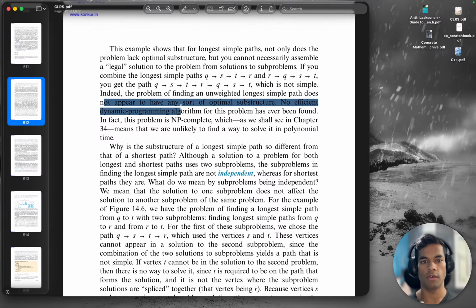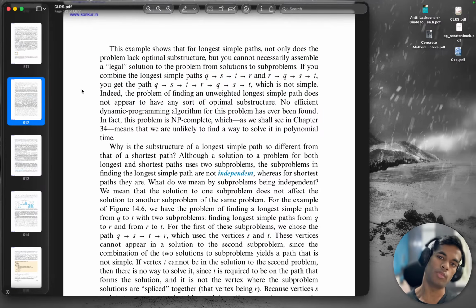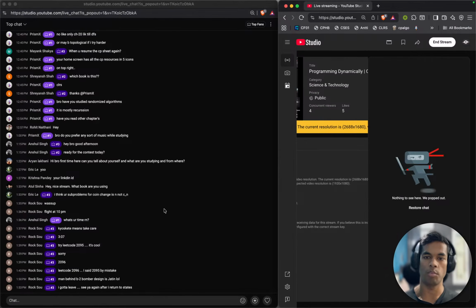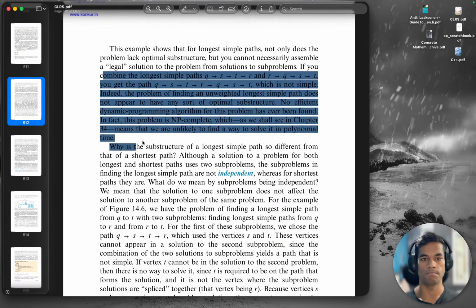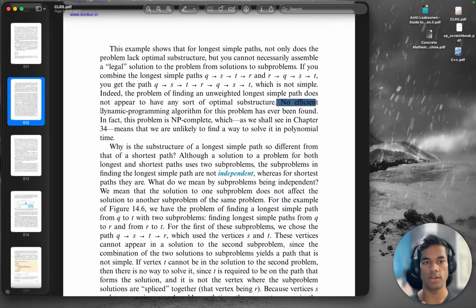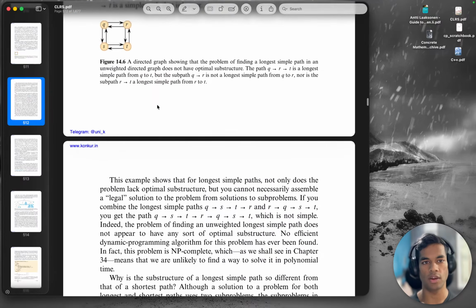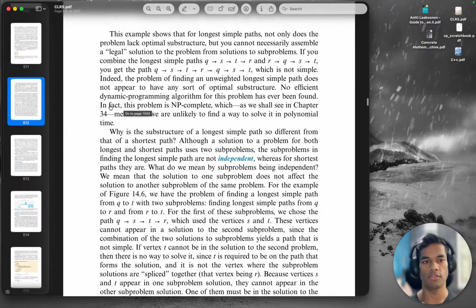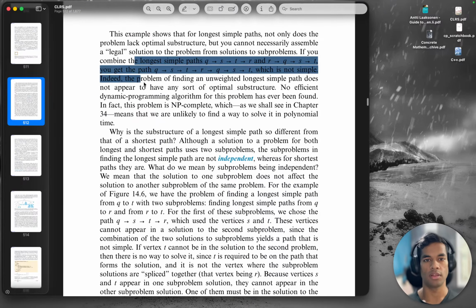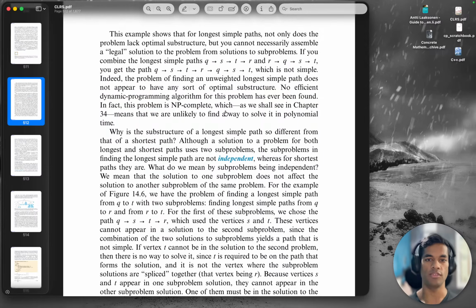Does not appear to have any sort of optimal substructure. So we have to be very careful when we are saying a problem has an optimal substructure and when it does not. That makes sense. No efficient dynamic programming algorithm for finding the longest path has ever been found. That is crazy. In fact, the problem is NP complete, which, as we shall see in chapter 34, means that we are unlikely to find a way to solve it in polynomial time.